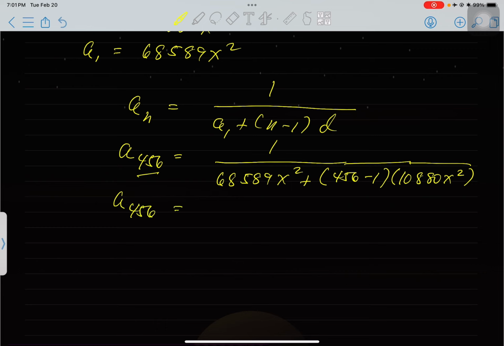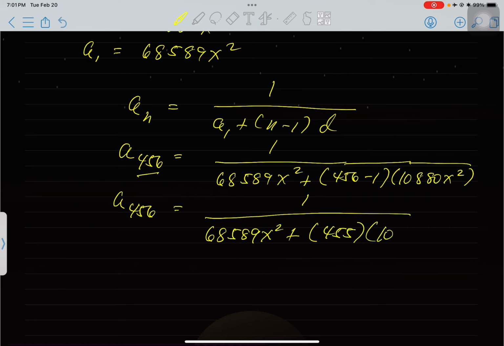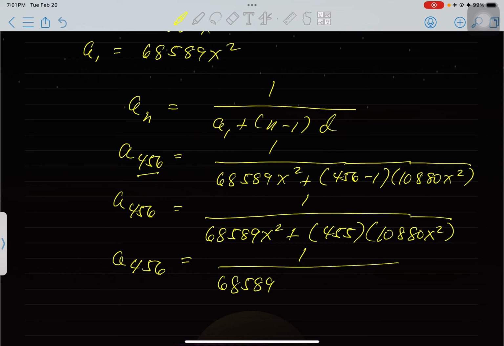Now let us continue simplifying this. Our 456th term is equal to 1 all over, you copy 68,589 x squared plus you subtract 456 by 1, we have 455. Then you multiply it using 10,880 x squared. After this, we have our 456th term is equal to 1 all over 68,589 x squared. Then you multiply 455 multiplied by 10,880 x squared. This will give us 4,950,400 x squared.